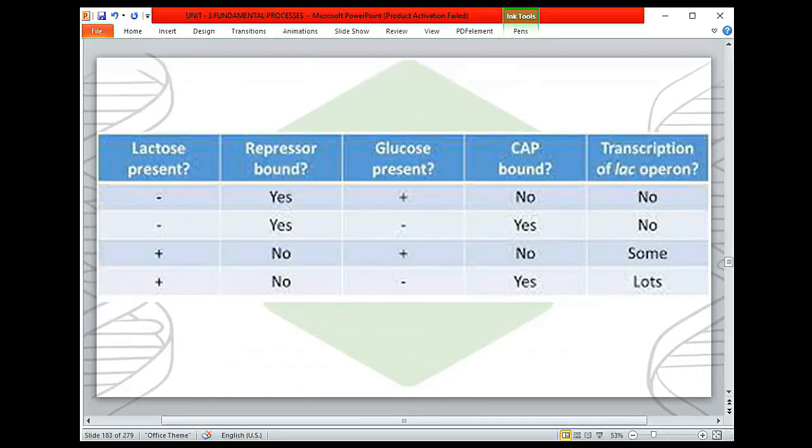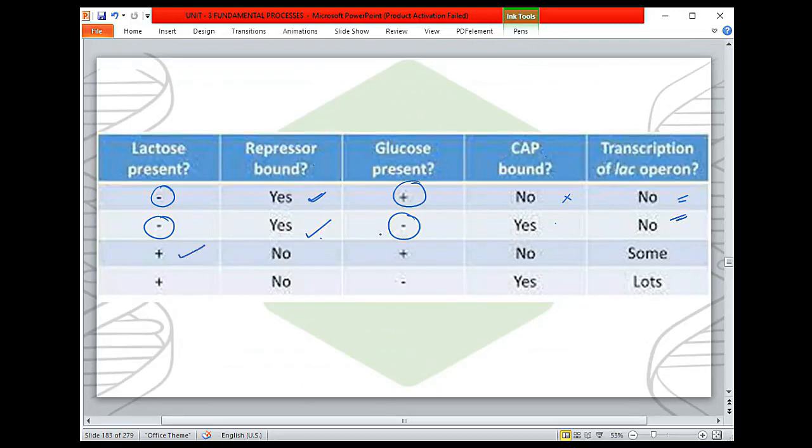Present, lactose absent, in what scenario what will happen. When lactose is absent and glucose is present, repressor bound, yes. CAP bound, no. Transcription of the lac operon would be done, no. Second scenario, lactose absent, glucose absent, repressor bound, yes. CAP bound, yes. Transcription won't be there.